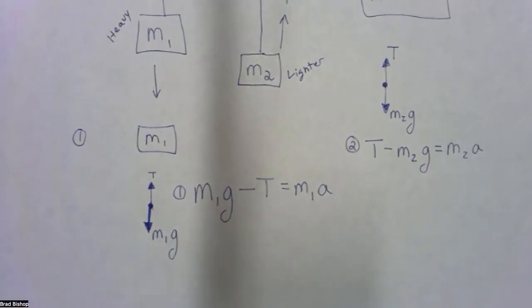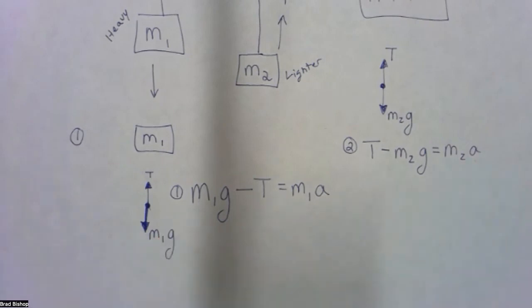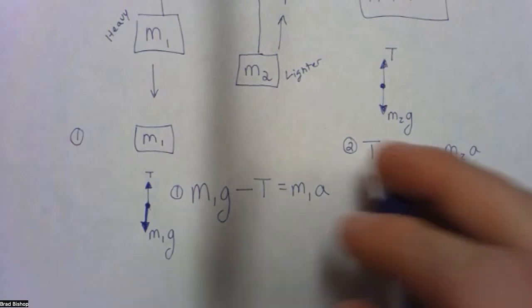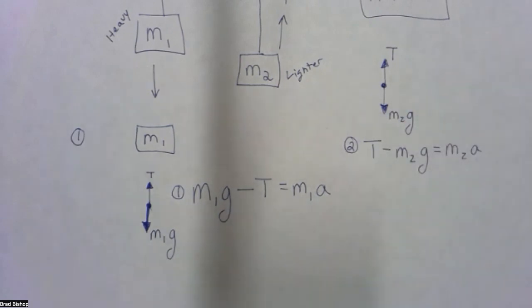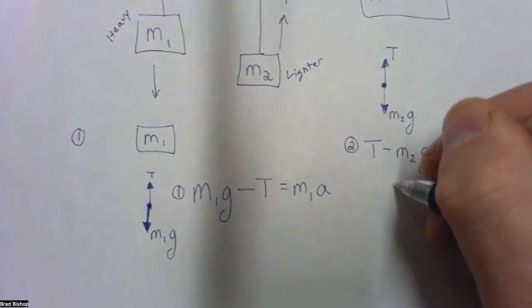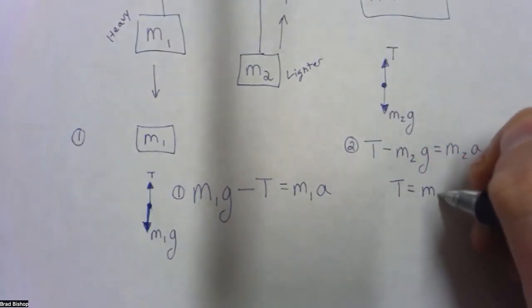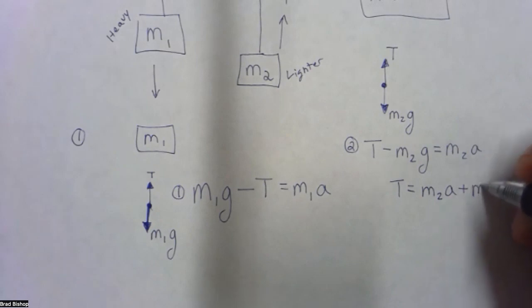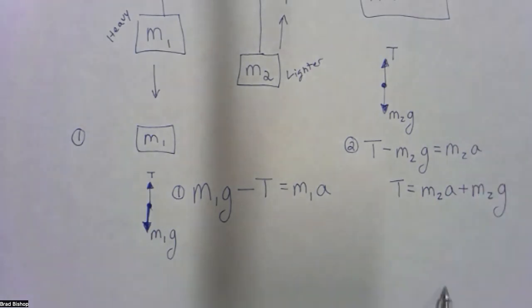From here, we need to combine these two equations algebraically. Again, there are several ways to do that. You could just add the two expressions together. That is probably the simplest way. But I will solve it slightly differently. I'm just going to solve for T on equation 2. Tension equals M2A plus M2G. Again, this is not the only way to solve this problem algebraically. And now we have an equation for tension.